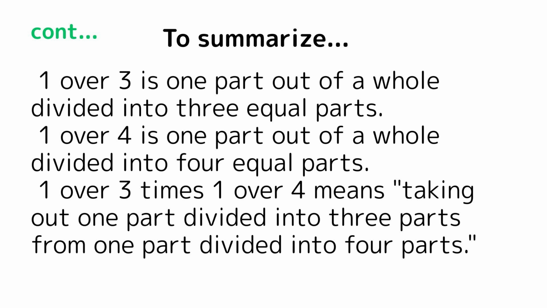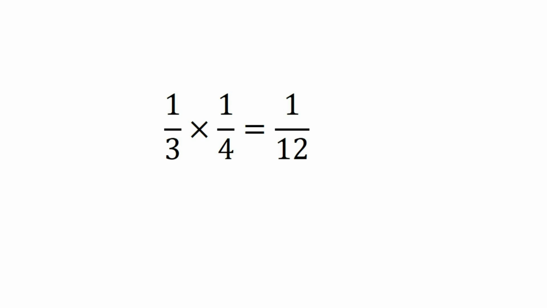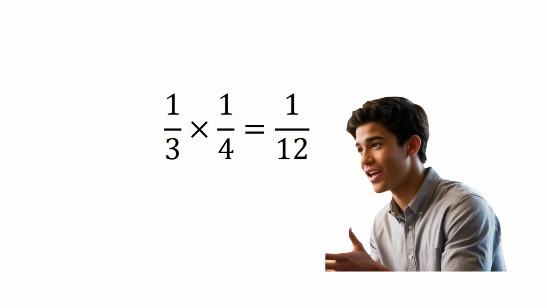To summarize the content of this section, 1/3 is one part out of a whole divided into 3 equal parts. 1/4 is one part out of a whole divided into 4 equal parts. 1/3 times 1/4 means taking out one part divided into 3 parts from one part divided into 4 parts. That's why it becomes 1/12. Here's the calculation formula. 1/3 times 1/4 equals 1/12. Explaining it using the meaning of fractions makes this calculation easy to understand.